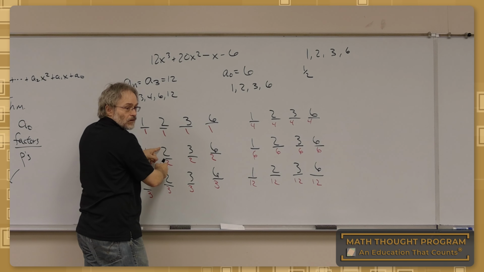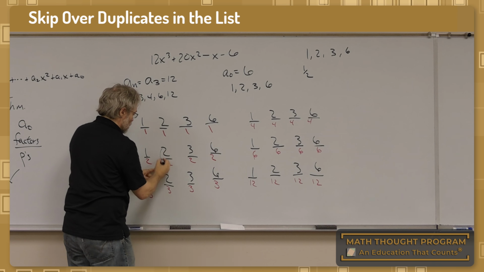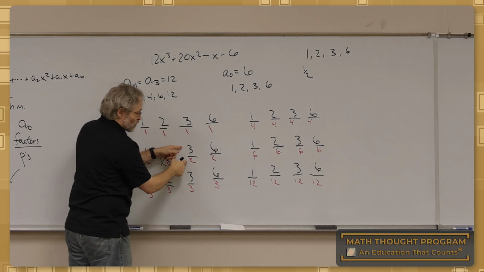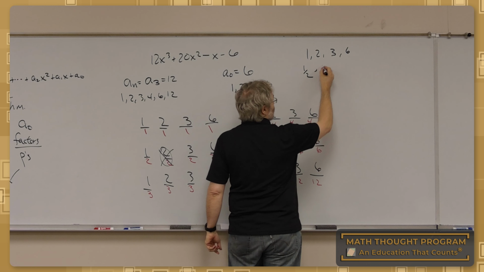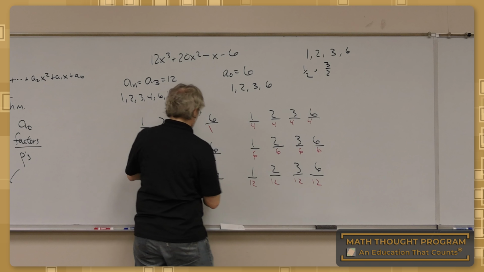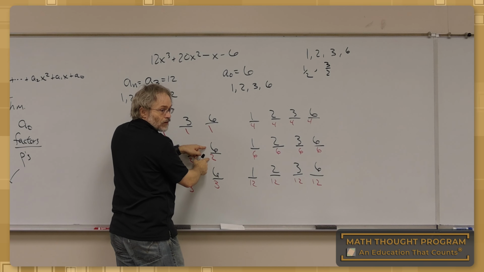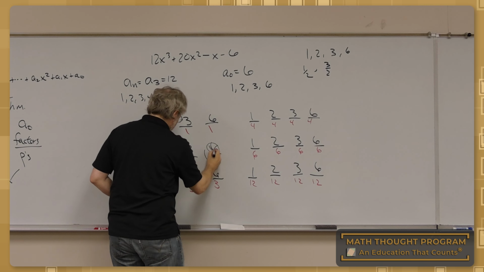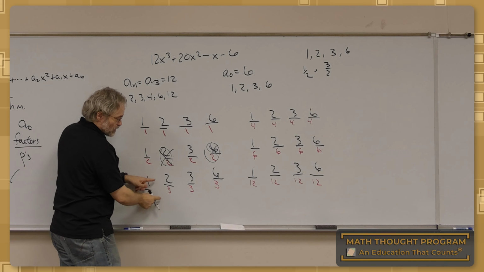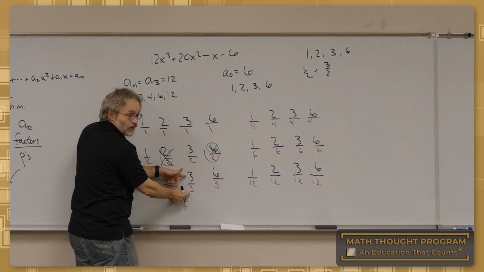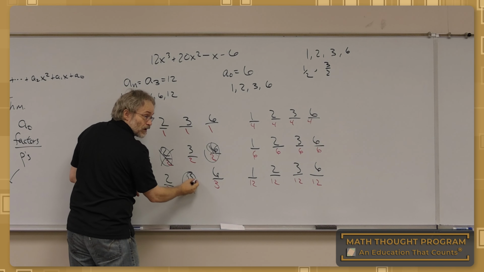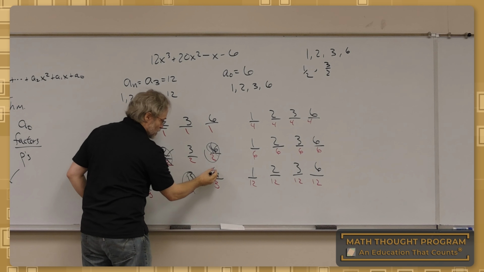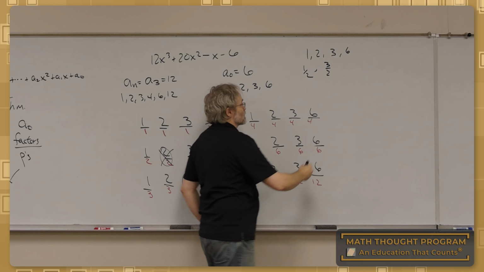But what's 2 over 2? It's 1. That's already been included in the list. Skip over it. Grab the next one. 3 halves. Okay, what's this one? That's 3. Was that already included in the list? Okay, so skip over that one. You get a third, 2/3. What's that one again? It's 1. So skip over that one. What's that one? Okay, it's already been included, so skip over it. And just keep going through the list like this.